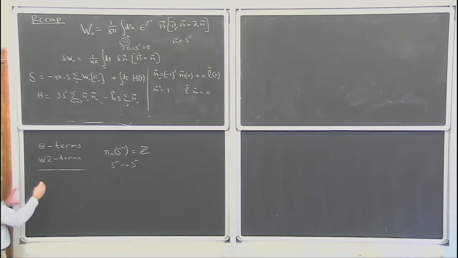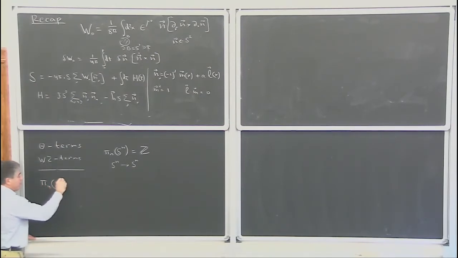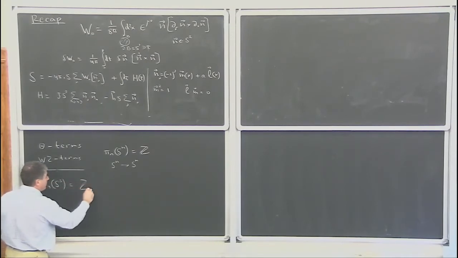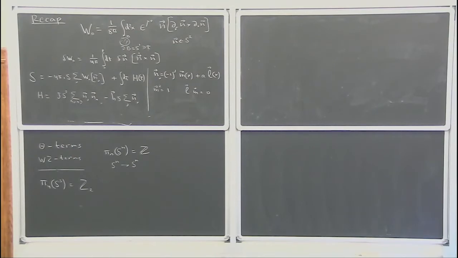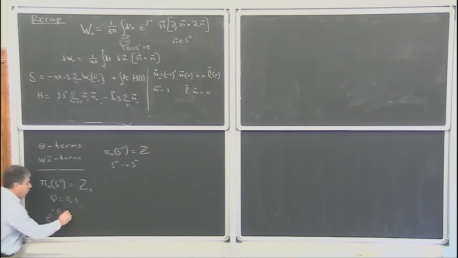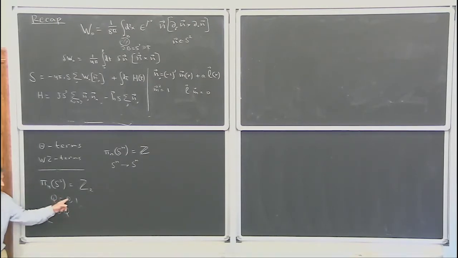One example which is not of this type, and this is quite non-trivial, is that pi 4 of S3 is actually Z2. It's not so easy to understand, but this is what it is. And therefore, the invariant which is responsible takes only two values. Q is either 0 or 1. And you can form a topological term by taking a sum over two topological classes with theta Q as a weight. But because this is only 0 and 1, theta can take only values 0 or pi. There are only two classes.